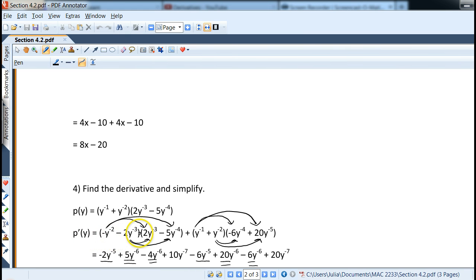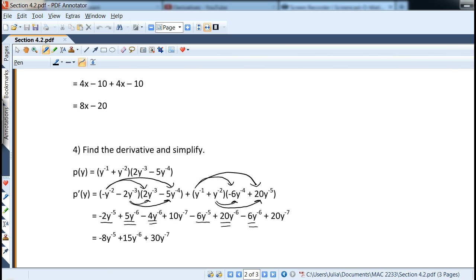So we'll have negative y times 2y to the negative cubed. Notice how you can just add the exponents. So we'll get negative 2y to the negative 5th. And you can do the same process to the rest of them and collect like terms. And that's how at the end you'll only have 3 powers really, negative 5, negative 6, and negative 7. And those are the like terms. Okay?